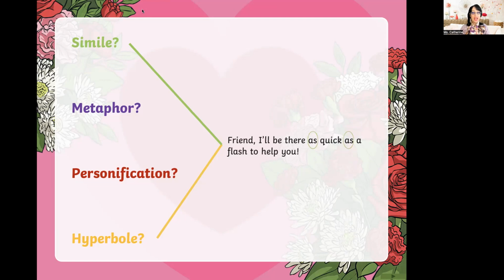Because we're using as, which is the simile, and because the friend will be there as quick as a flash, meaning speedy, super fast, like a flashlight. Can you go as quick as a flash? No, it's an exaggeration.